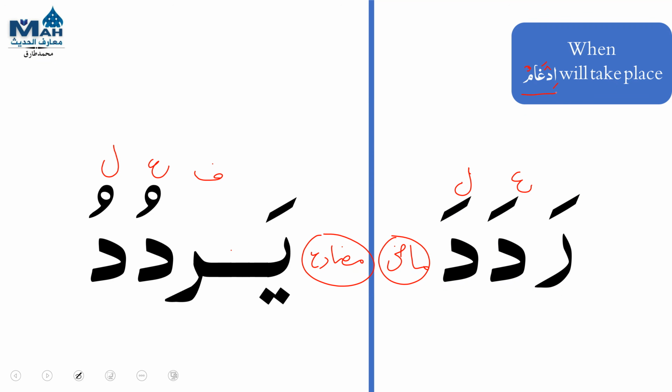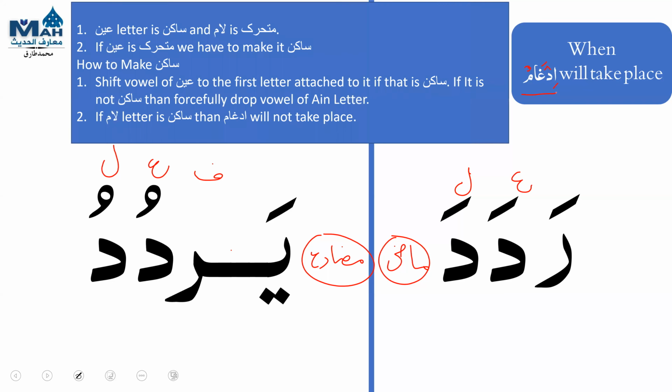First, we'll list what the conditions are to merge. We cannot merge like that. We have to learn the conditions. We have one ideal condition to merge. Can you read number one? Ayn letter is sakin and lam is mutaharrik.